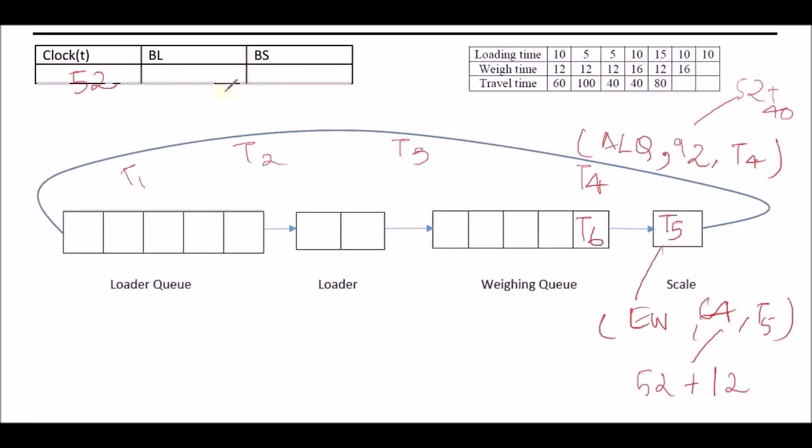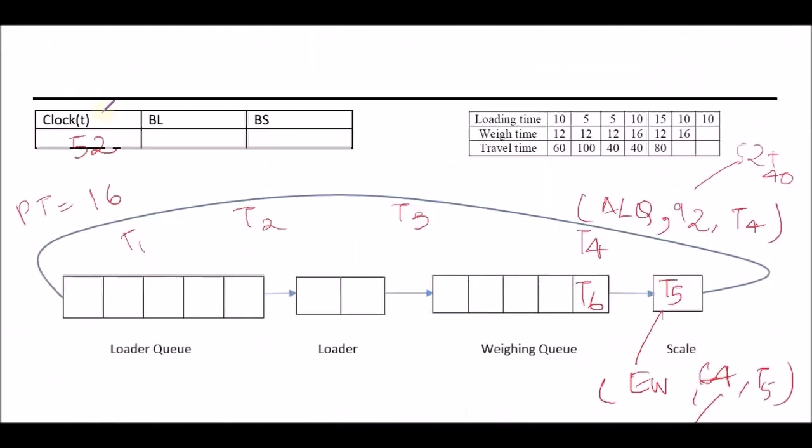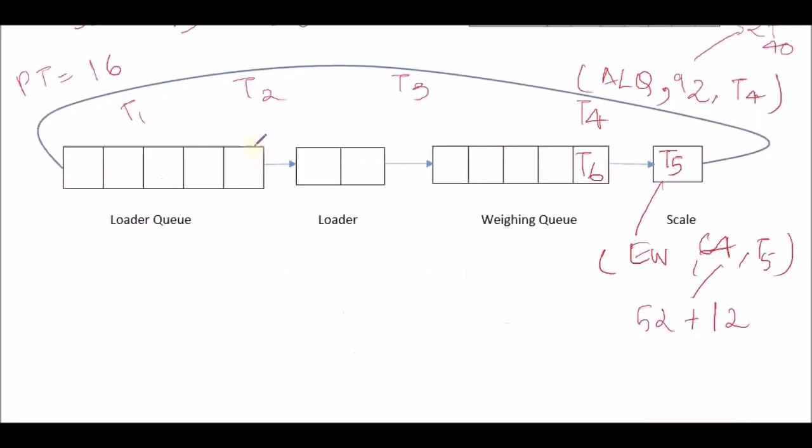So for calculating BL and BS again, the pass time is 52 minus 36, so that's 16. So in the 16 minutes that passed, the loaders were free and only the scale was busy. So again, BL is going to remain the same, so that's just going to be 45, and BS, since 16 minutes passed, is going to be 16 plus 36, and that's going to give me 52. So with this, we calculate BL and BS.